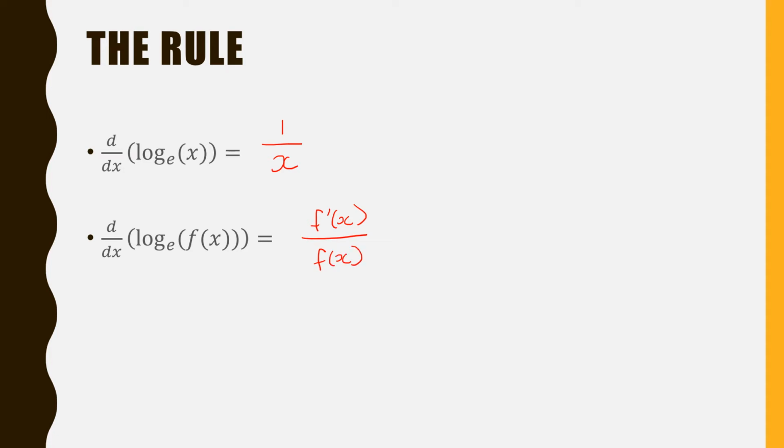So if we use this rule on our first rule there, we differentiate whatever is inside here. The derivative of x is indeed 1, which is what we've got here, and then we write it over the function itself, which is the x.